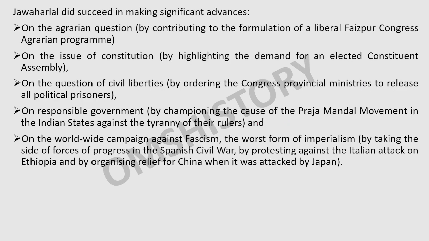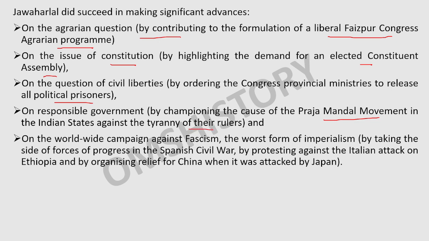Now Jawaharlal did succeed in making some significant advances, like on the agrarian question, by contributing to the formulation of the liberal Faizpur Congress agrarian program, which we just saw. On the issue of constitution, he highlighted the demand for an elected constituent assembly. On the question of civil liberties, he ordered the Congress provincial ministries to release all the political prisoners. On responsible government as well, he championed the cause of the Prajamandal movement in the Indian states against the tyranny of their rulers.